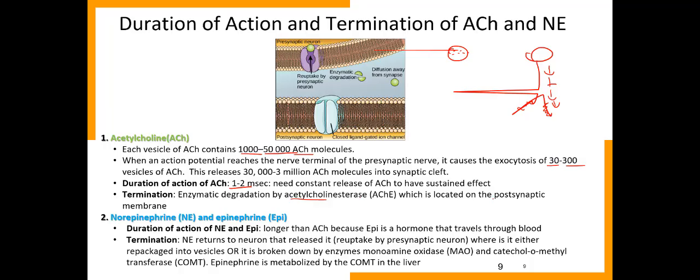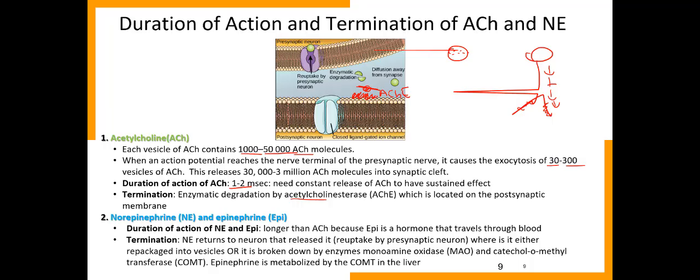And the reason why acetylcholine doesn't last that long is that there's a specific enzyme called acetylcholinesterase that is found on the postsynaptic membrane of the target cell, right? So what happens is you've got this enzyme over here called acetylcholinesterase that basically breaks down acetylcholine into its component parts, and then it stops working.